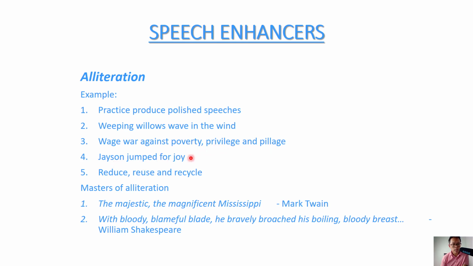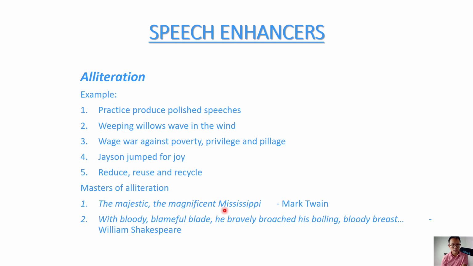Jason jumped for joy. Another way you can use alliteration is with a name. For example, you say Jason jumped for joy, J, J, J. Alliteration can be used with other words, but you can also use it with a name. Okay, this is what I'm trying to illustrate here. Reduce, reuse, recycle is a clear alliteration.